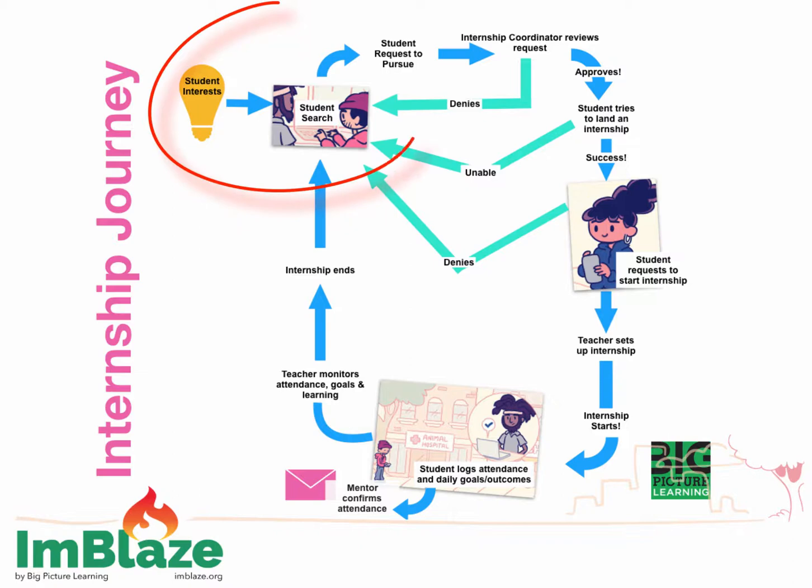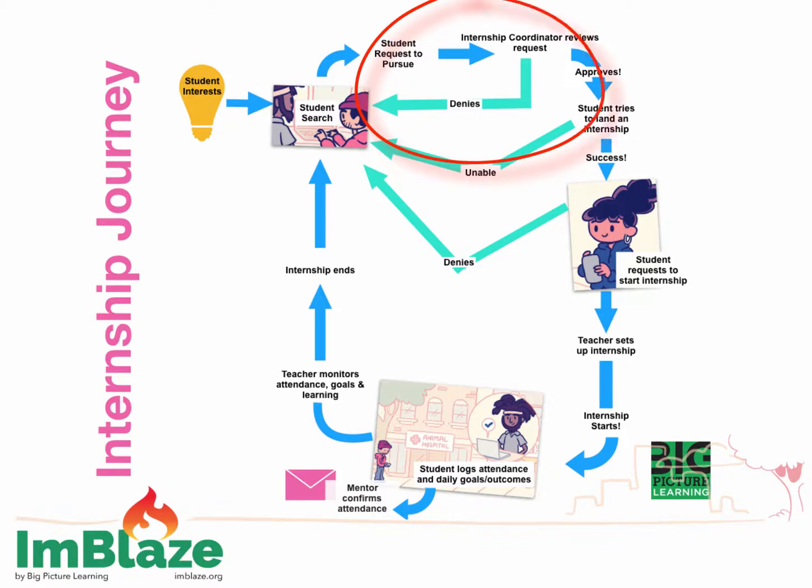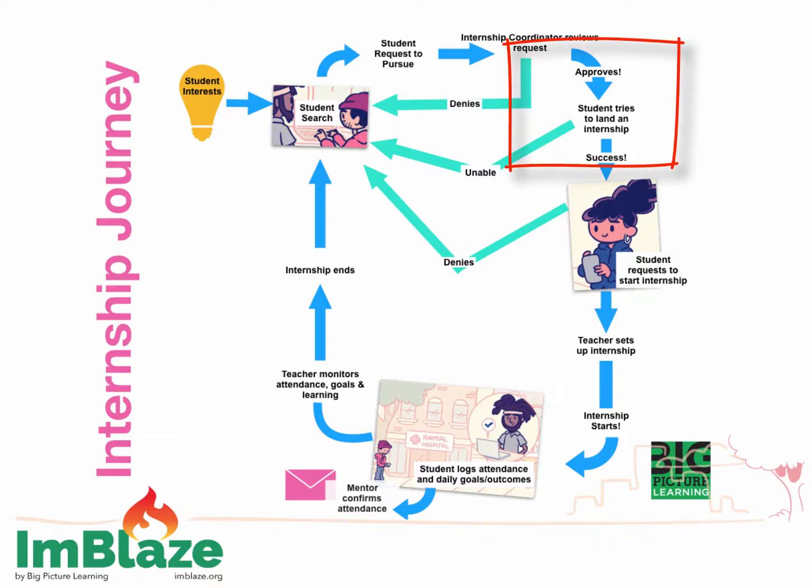Starting at 11 o'clock is the light bulb of student interest. Again, this is a Big Picture Learning process, which is driven by student agency. Your implementation may differ. At 12 o'clock, you see that when a student finds an internship that they are interested in, they can request to pursue the internship. This goes to the person that we call the internship coordinator. If the internship coordinator approves the request, then the student can try, with the help of the educators, to land the internship. This is about 1 and 2 o'clock.